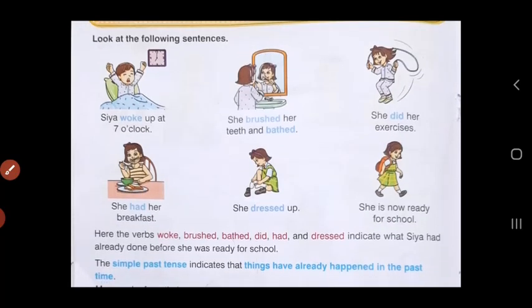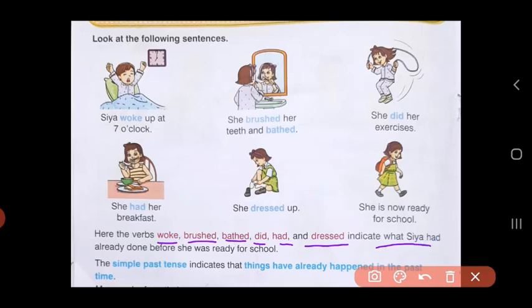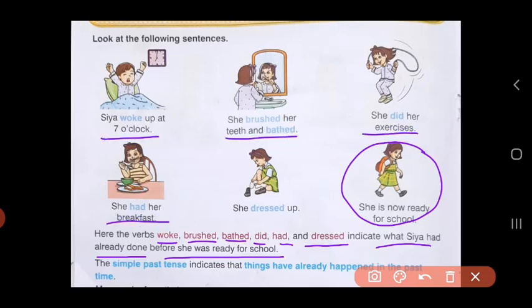In all these pictures, children, the verbs, that is action words, are woke, brushed, bathed, did, had, and dressed. All these verbs are telling us what Sia had already done before she was ready to go to school. Now she is going to school. But all these actions that we have seen, she has already done. And that's how she is ready for school.